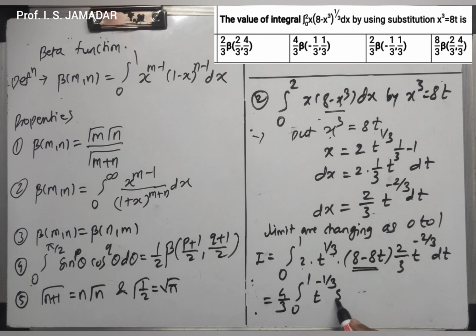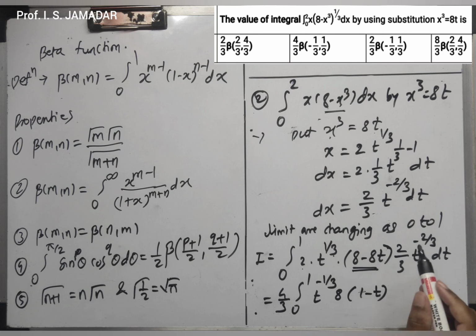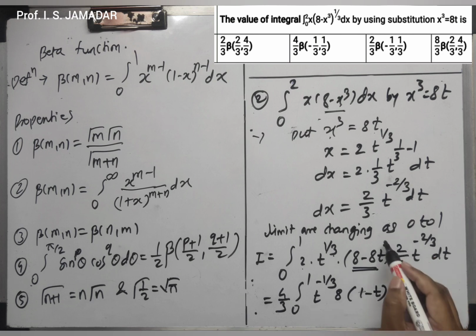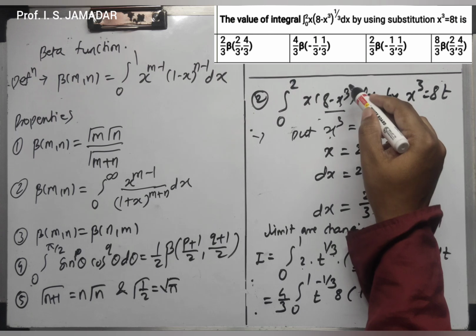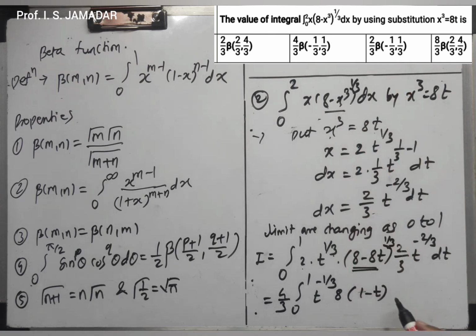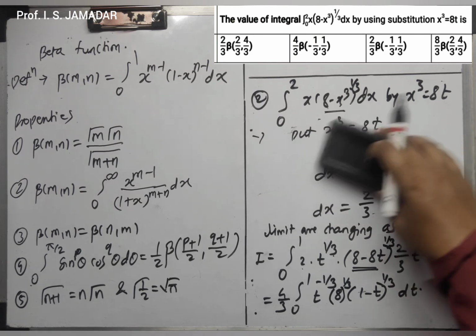From this take 8 common, so 8 into bracket 1 minus t. So here what we missed? Here it is bracket raised to 1 upon 3. In the equation it is bracket raised to 1 upon 3. So just correcting that, bracket raised to 1 upon 3. Taking 8 outside, what happens? As there is a bracket raised to 1 upon 3, we cannot take only 8; 8 raised to 1 upon 3 we have to take outside. So 8 raised to 1 upon 3 into 1 minus t raised to 1 upon 3 into dt. Okay.